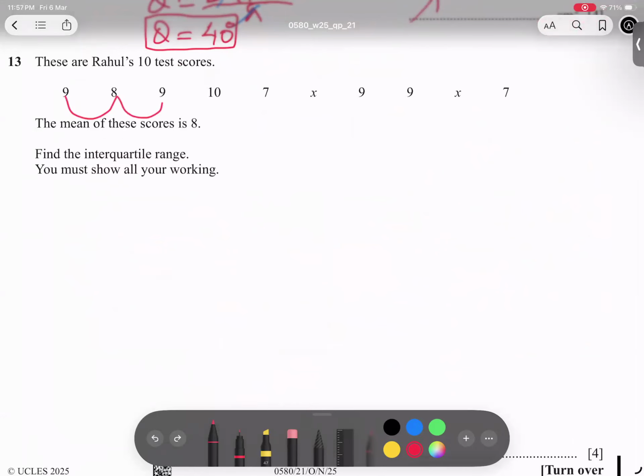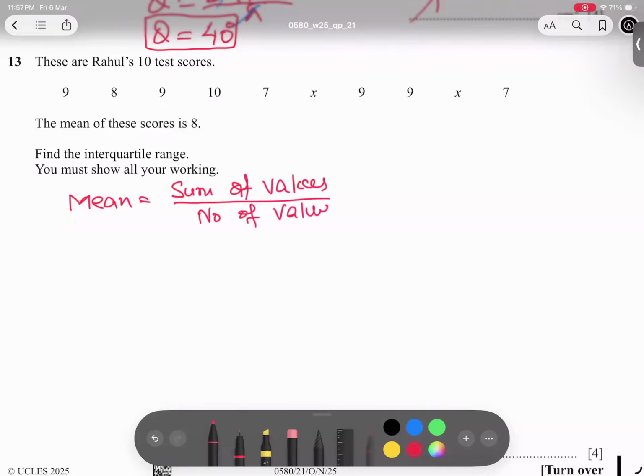So tests 1, 2, 3, 4, 5, 6, 7, 8, 9, 10. One test is unknown, and the mean is 10. What is the mean formula? Mean formula, we have to find it. So the mean formula is the sum of the values divided by the number of values.